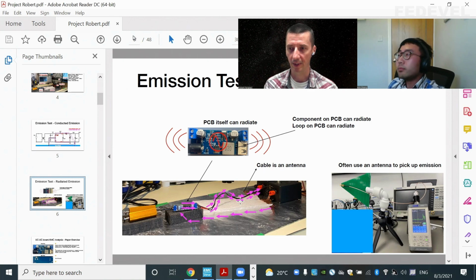So basically, if you changed the length of this cable in your setup, you would get different results? For the radiated test, yes, definitely. For the conducted emission test, you probably will too, but the difference is quite small.